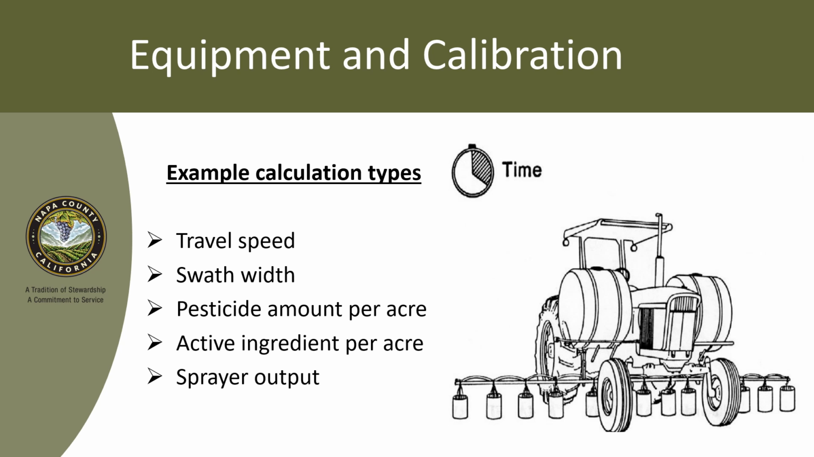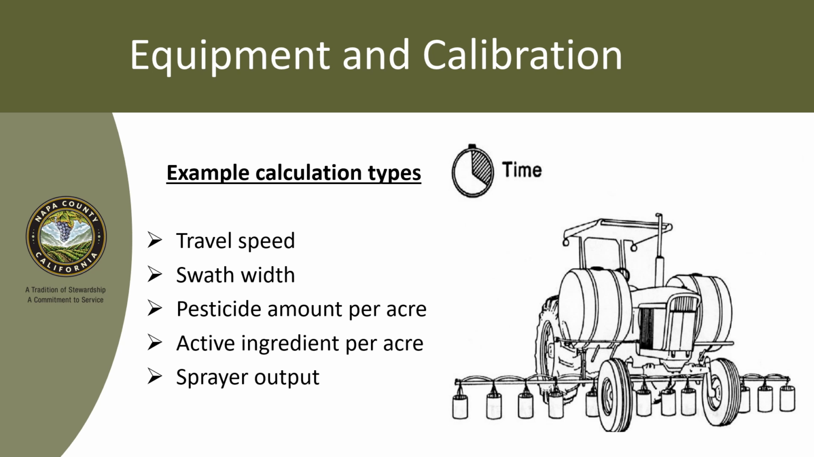But you're going to be doing things like calculating travel speed, using swath width and pesticide amount per acre, AI or active ingredient per acre, how you calculate sprayer output, all of those things. It's actually pretty basic stuff, not difficult to learn. So again, I refer you back to your study guides to do the math and work through this stuff. Most of it is not too hard to figure out.